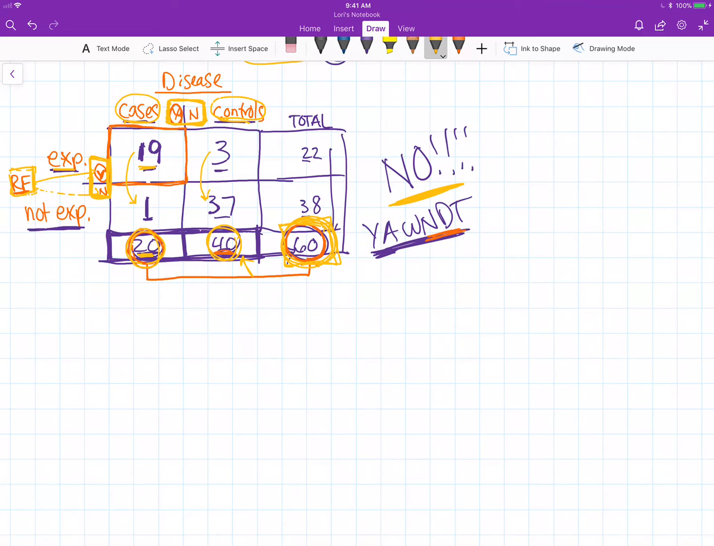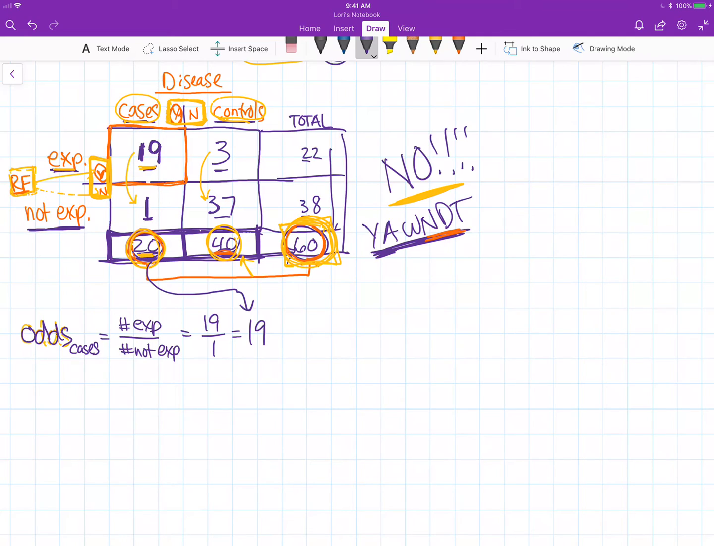So let's go ahead and write out the equation here. So here's my odds. Let me get a different color. My odds for cases is equal to my number exposed to my number not exposed, which is equal to 19 over 1, which is equal to 19. So my odds for my cases is equal to 19.